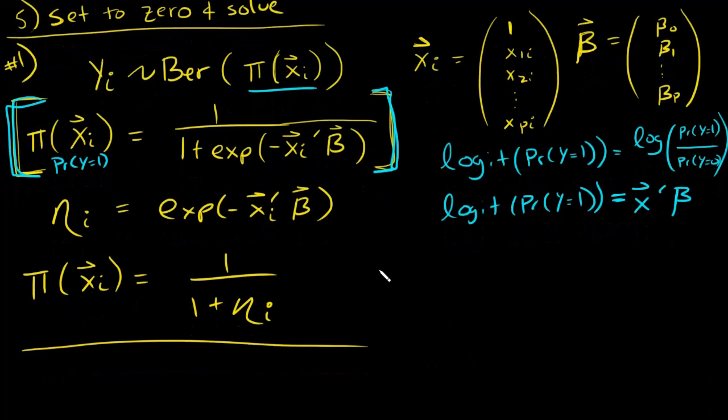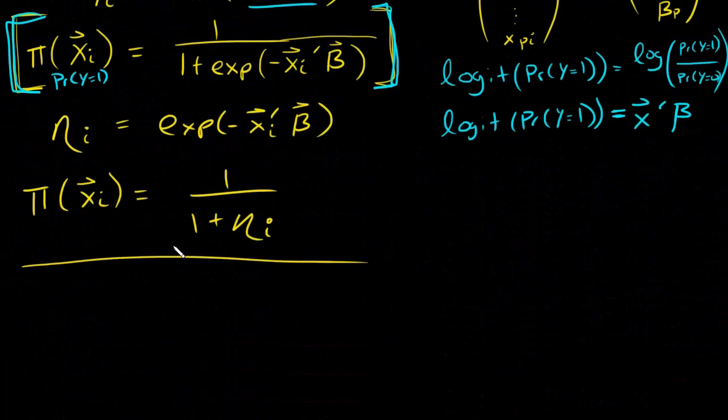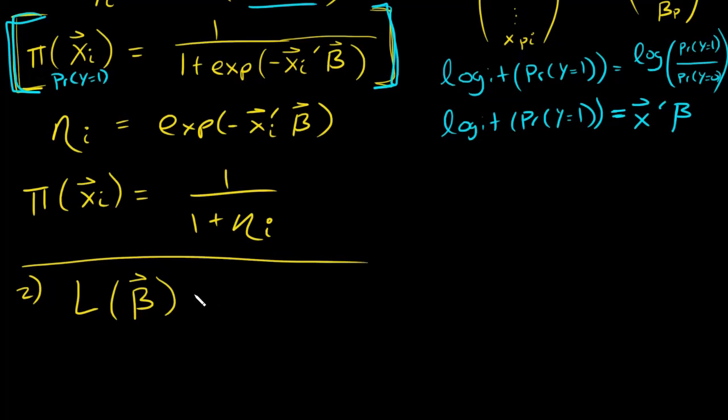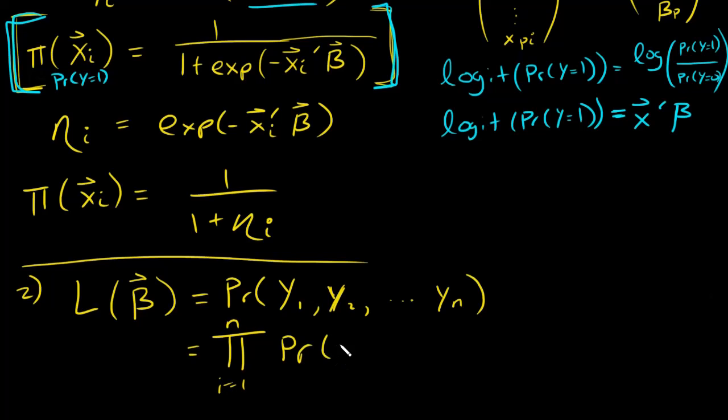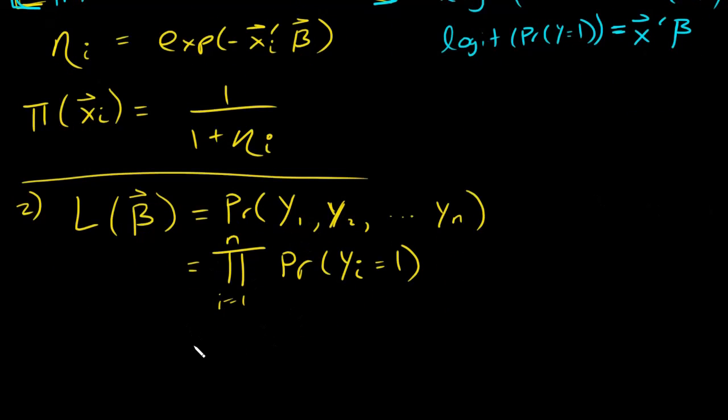Okay, so now let us do number 2, which is to find our likelihood function. The likelihood function with regards to these coefficients, beta. In general, a likelihood function is the probability of basically all those different y's that you have. Since we're assuming that all of our y's are independent, we can say this is the product of all the different probabilities, yi equals 1.